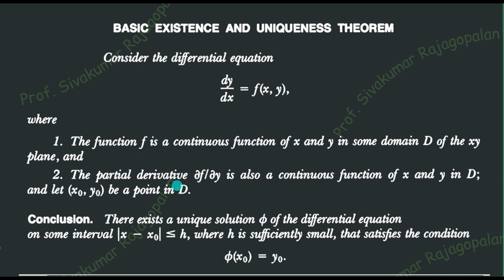If condition number 2 is satisfied, the solution is unique. So these are the 2 conditions. Existence is the first one. If the second one is also satisfied, then not only does the solution exist, it is also unique. Okay, so keeping this theorem in mind, what do you want to do?